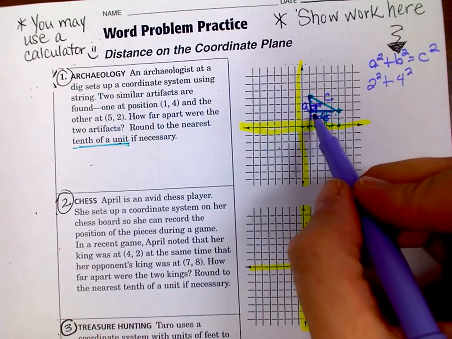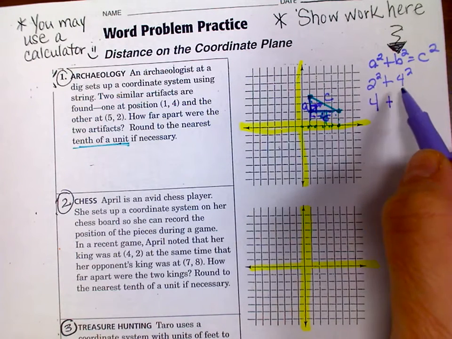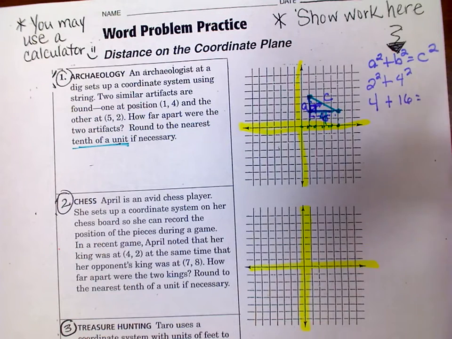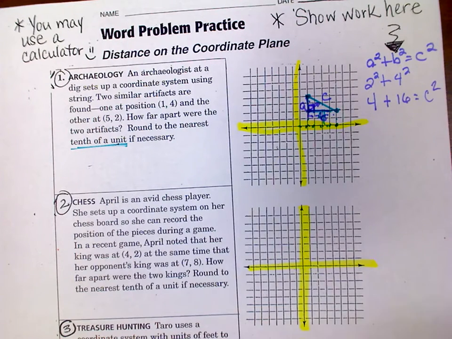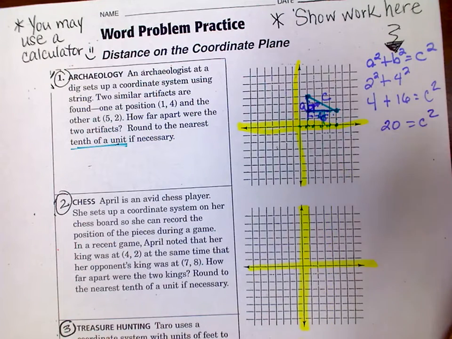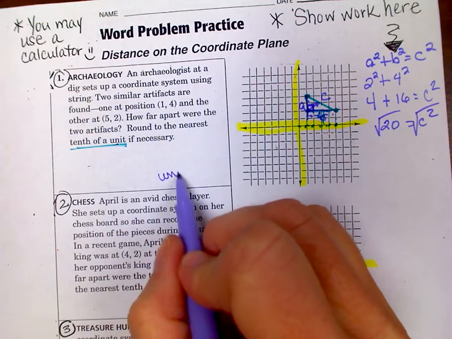So we have 2 squared, which is 4, plus 4 squared is 16, equals c squared. So 4 plus 16 is 20. And if you find the square root of that, you'll have your units. And when you label it, you need to label it units.